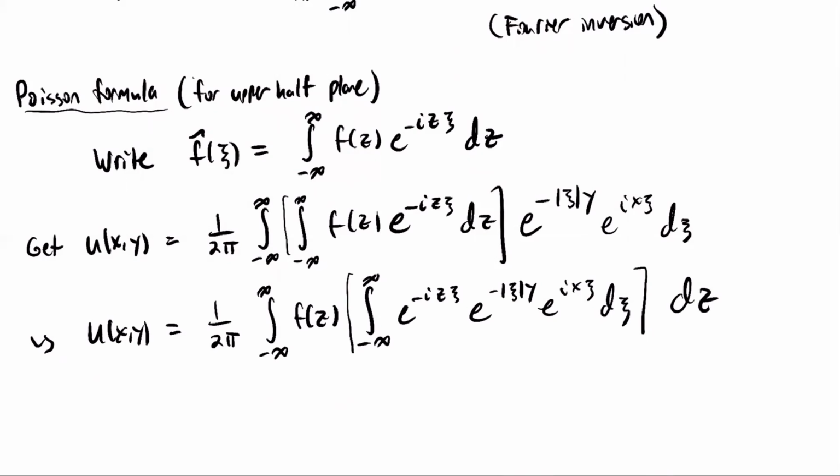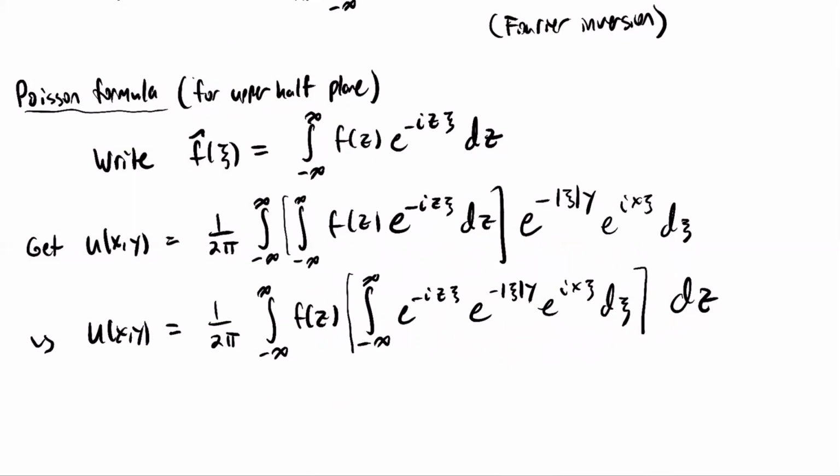And so all I did here was, I switched the order of integration using the Fubini theorem, so that I'm integrating with respect to z on the outside and then with respect to xi. And then f only depends on z, so I can factor it out of the inside integral. And then the inside integral, which involves everything depending on xi, is what I have in brackets here.